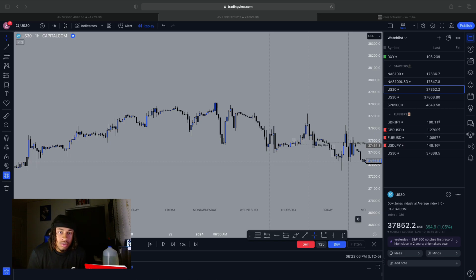Odds are, if I'm not using this model, I'm not trading for the day. If I don't see anything using this model, I'm not trading for the day. If price action is sloppy, I'm not trading for the day.